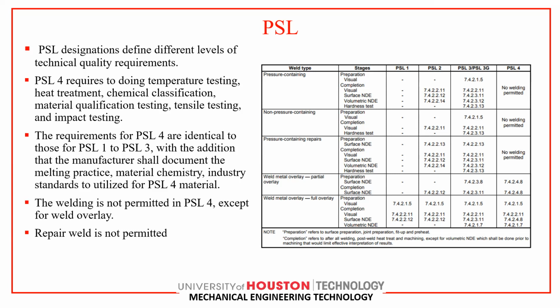What is the final product? The final product is when all components are assembled with each other. And also, based on this table, welding is not permitted except for the cladding. What is the cladding? The cladding is the weld overlay.